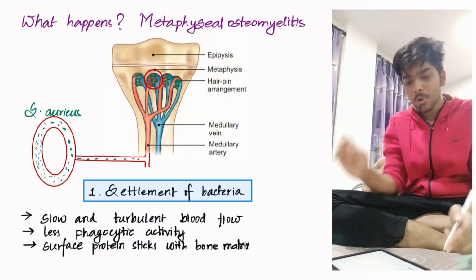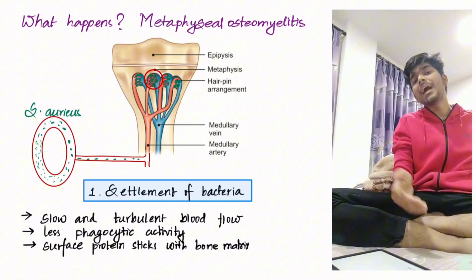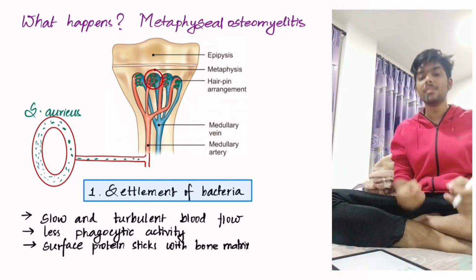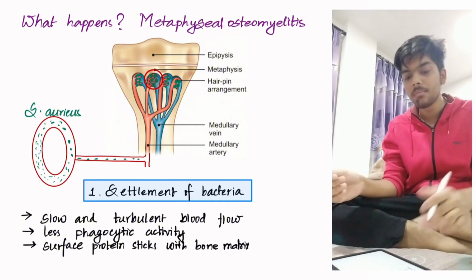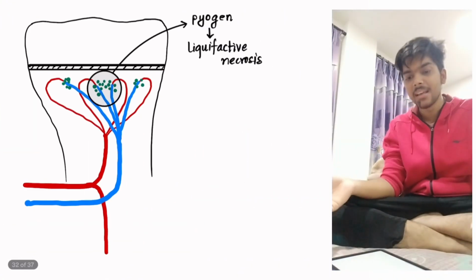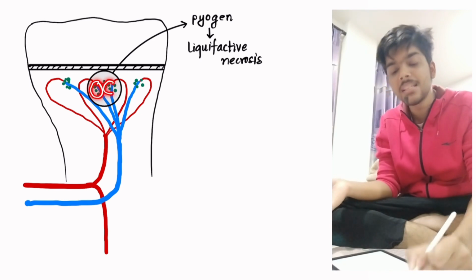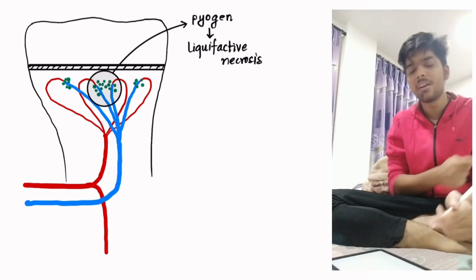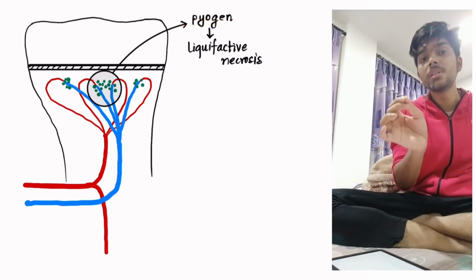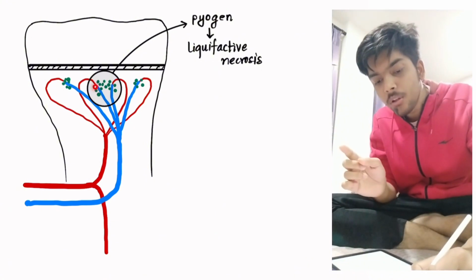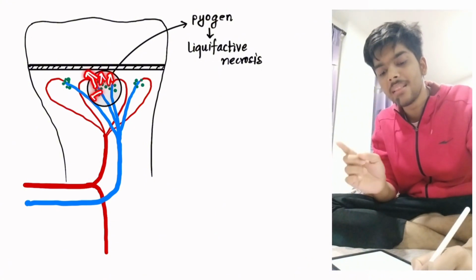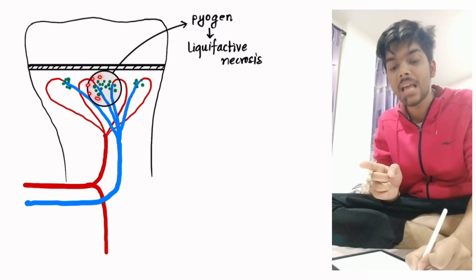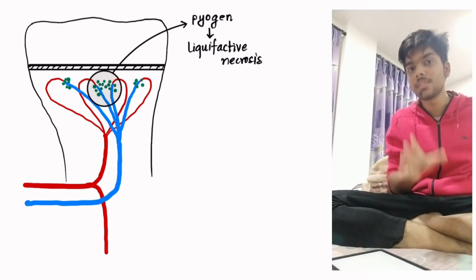Fine. The first step was settlement of bacteria. But once the bacteria settles, it's not just going to stay idle there. It will start proliferating, spreading, increasing its number. As you can see in this diagram, this is where the bacteria settles and proliferates. This bacteria, I have been repeating again and again, is a pyogen, that is, it produces pus. This bacteria also releases destructive enzymes, and the destructive enzymes destroy the mesenchymal cells or the bone cells at this particular region, leading to necrosis.